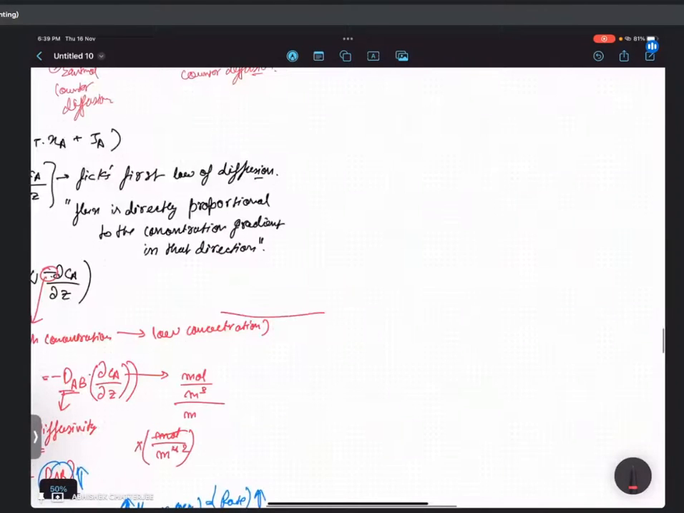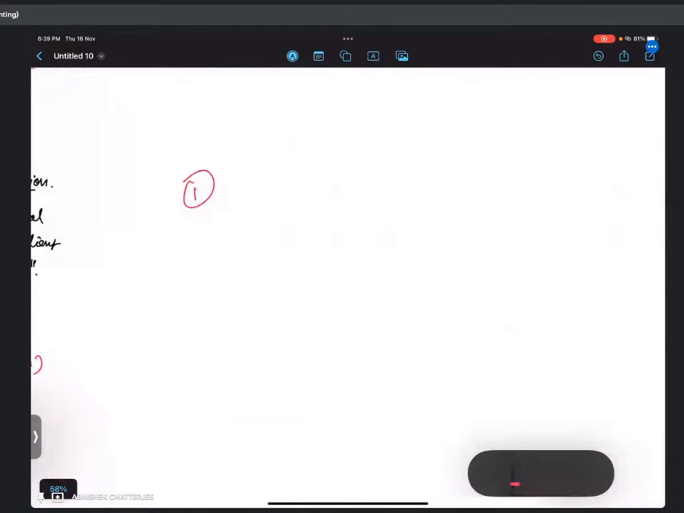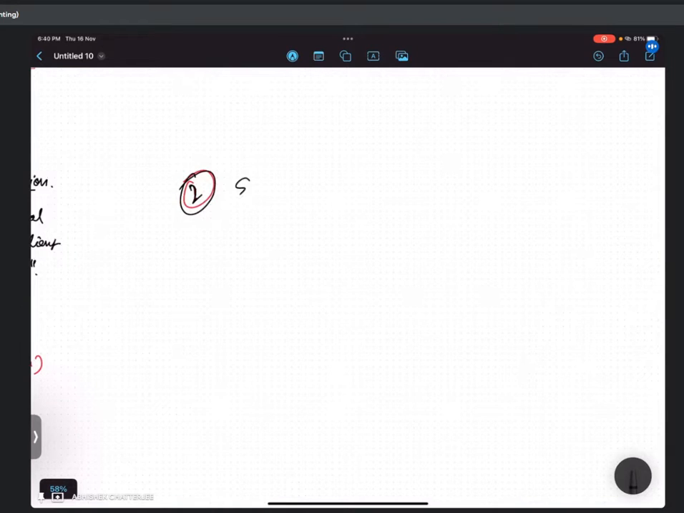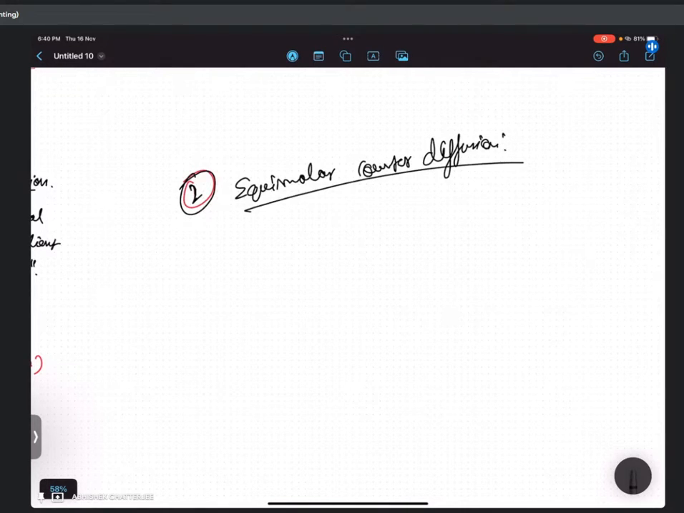I'm just writing the conditions. What are the conditions? Please understand. So for the second condition, that is your equimolar counter diffusion, we say that our Na is equal to minus Nb, or Na plus Nb is equal to 0. That means your Nt is equal to 0.